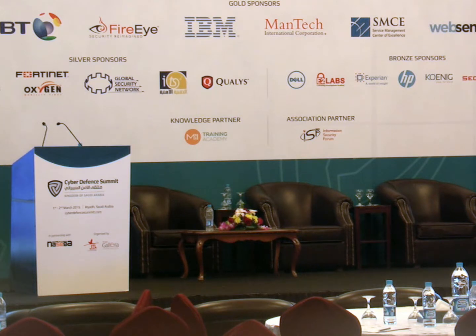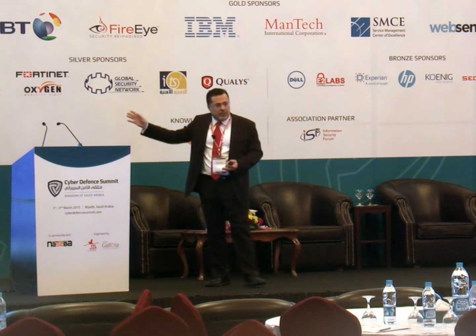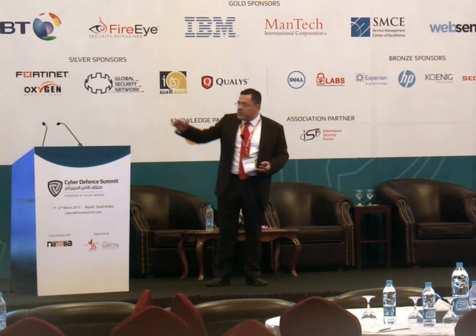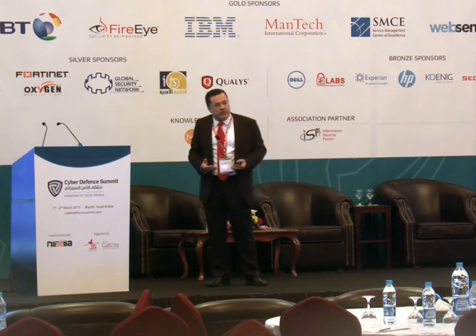We have align, plan, and organize, build, acquire, and implement, deliver service and support, and monitor, evaluate, and assess. In total, 37 processes. Of course, not all processes are of the same importance. Each organization will determine which processes are relevant for them. It doesn't mean that you're going to implement all these 37 processes. These processes are, again, mapped to the IT goals. So you can select which ones are relevant for you.